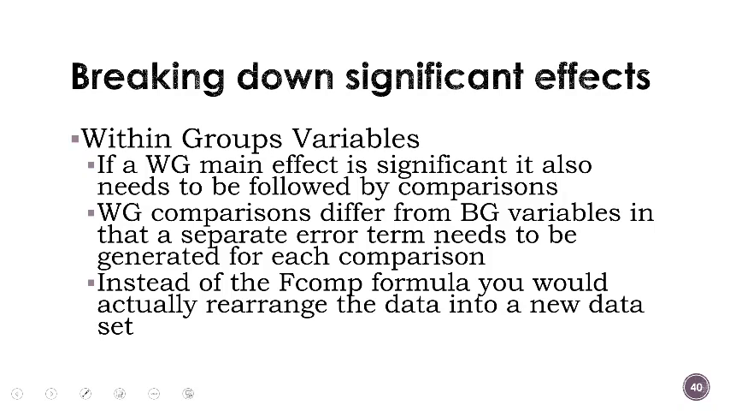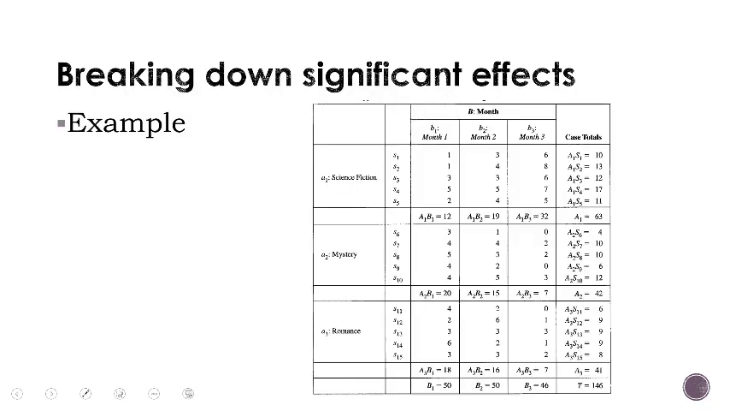So instead of the F-comp formula, you would actually just rearrange the data like we did with repeated measures and rerun it. So to give you an example, let's say we have the A effect here is the between groups, so science fiction, mystery, romance, and month is the repeated measures, month 1, month 2, month 3.